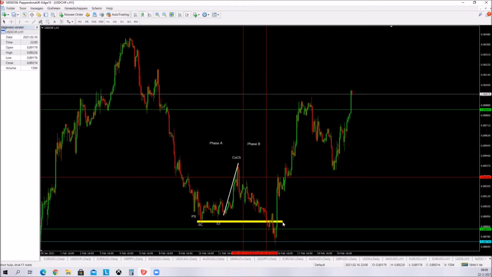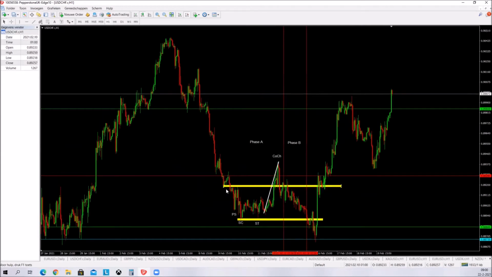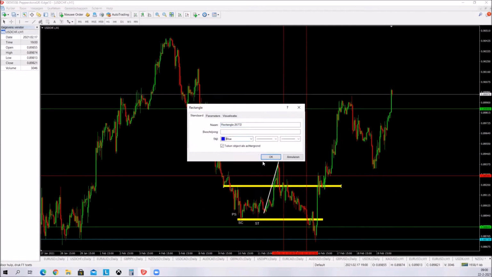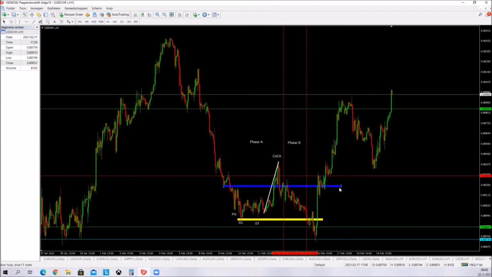This is the lower boundary of the range. The SC, the selling climax, didn't get broken. The upper side of the range isn't that clear, but to me, around here is the upper side of the range. You do have some minor levels in between, but this is the upper side of the range.